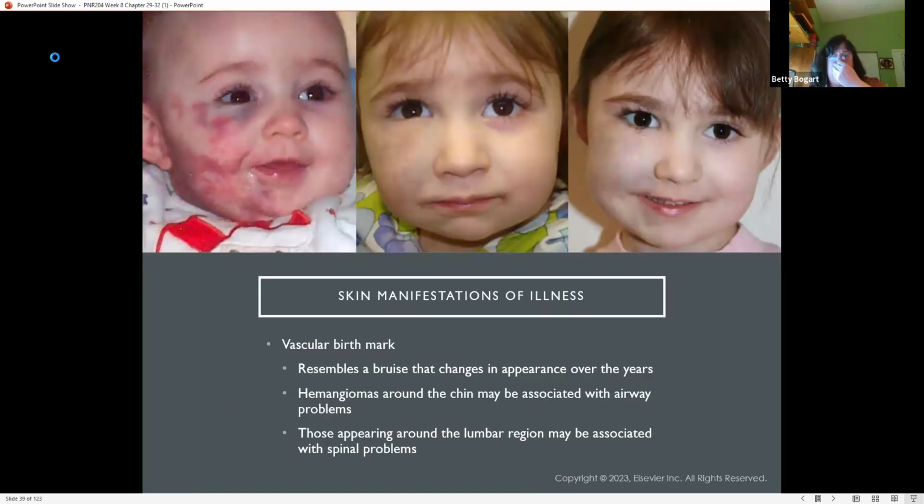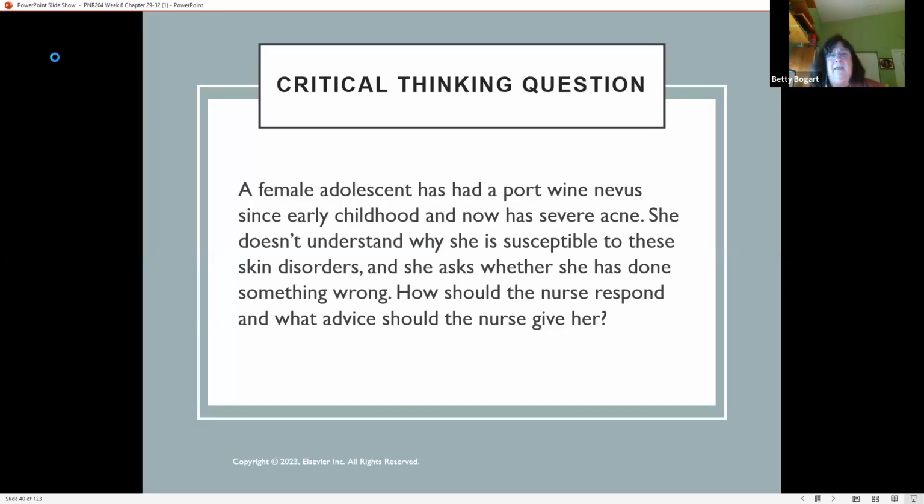Vascular birthmarks, sometimes it looks like a bruise. It can get better over the years. Hemangioma around the chin, remember, this is a swelling in a place where the airway is. It could occupy space and it could create airway problems. And then besides that, what about spinal problems in the lower back? The lower back feeds the lower legs, right? It could create problems with walking and weakness in the legs.